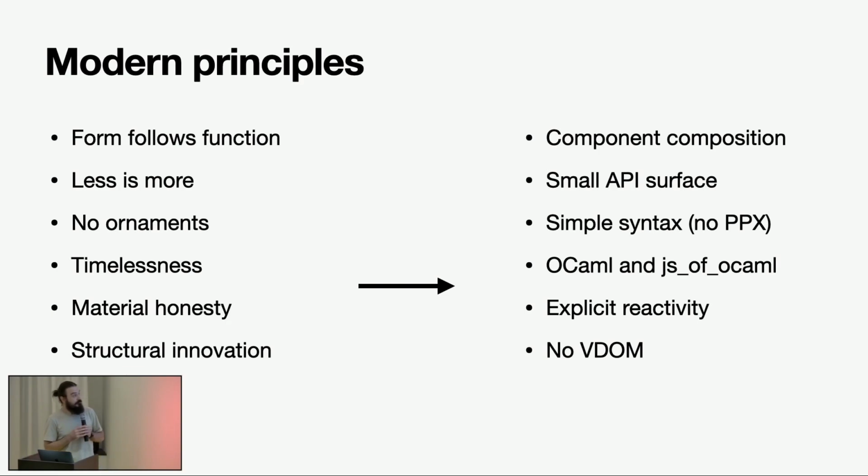Material honesty. Instead of hiding things, we want to make them explicit. Instead of pretending that reactivity is happening magically, we want to make it explicit. We want to have a type for that. And I'll talk more about what I mean by explicit reactivity in a bit. And finally, for structural innovation, instead of using VDOM, we're going to be using signals. And there's one last piece, which is flat roofs. Can anyone guess what flat roofs could mean for us in this context?